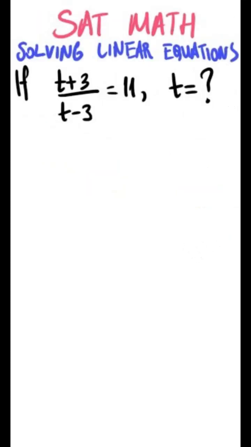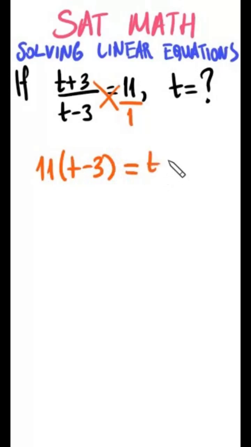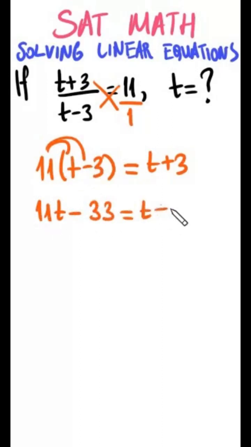If (t plus 3) divided by (t minus 3) is equal to 11, what is the value of t? So let's write 11 as 11 divided by 1, and let's do cross multiplication. So 11 times (t minus 3) is equal to 1 times (t plus 3), which is t plus 3. And then let's distribute 11. 11t minus 11 times 3 is 33. So that's going to be equal to t plus 3.